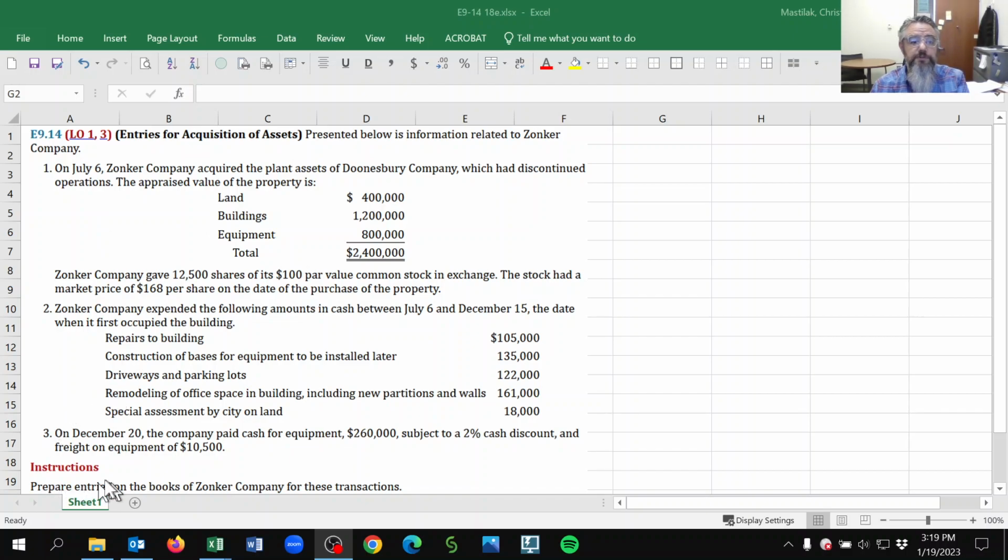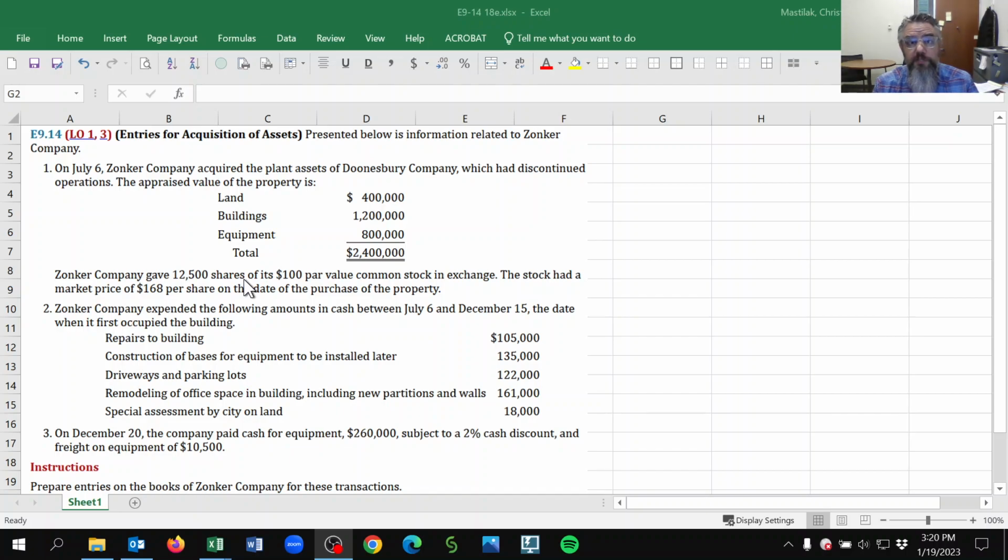So we'll do this one first. And what we're asked for is just to prepare the journal entries on Zonker's books for each of these transactions. So this first one, we have an exchange. We're giving up 12,000 shares of our stock, and we're receiving in exchange some equipment. So do we have a rule that helps us value this transaction? And in fact, we do. We have our general rule, which is, I'll wait while you say it to yourself. Go ahead and say it.